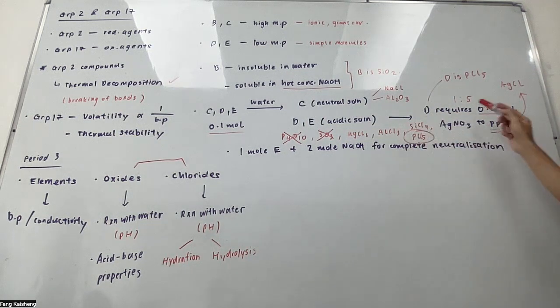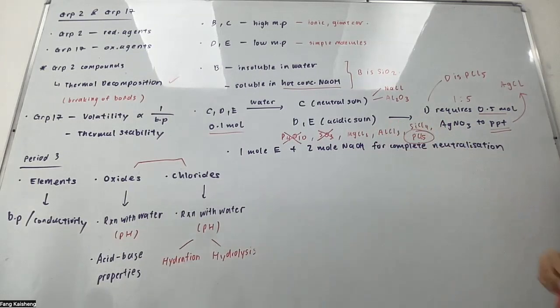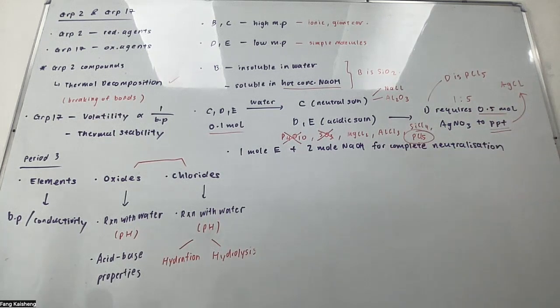If it's AlCl3, then how much AgNO3 do you need? You need 0.3 moles, as obvious as that. Can you see that? Okay, so we have settled B. We are not very sure what C is yet. But never mind, let's take a look at this.